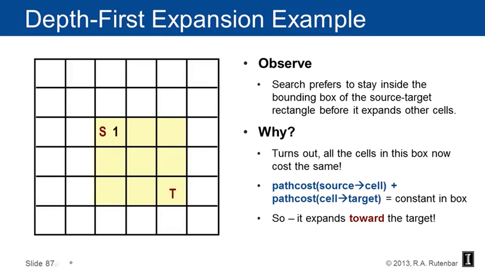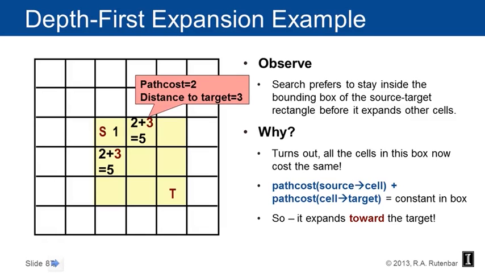So what happens when we actually do this? Well, let's expand the cells to the east and to the south. The path cost is a 2 for those cells because it's 1 plus 1, and then there's a distance to target, which in this case is our estimate, the predictor. It's basically that wire costs 1 unit, 2 units, 3 units. That's the predictor for both of those two.